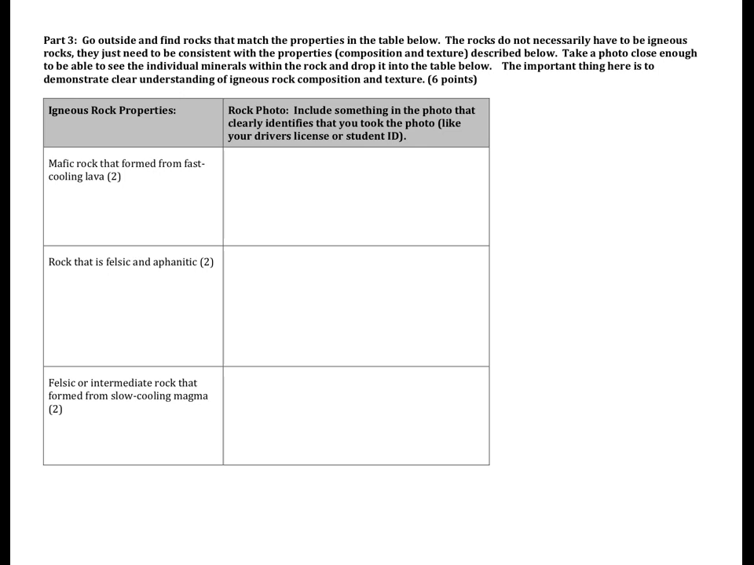At the end, the last page, like the minerals lab, I ask you to go outside and find some rocks that match these properties. Okay? The important thing is that you find rocks that match the composition and texture. Even if they're not igneous rocks, but they look like they might be and they match the properties identified here, that's fine. The important thing is not that you find the correct igneous rock, but you find a rock which matches these properties. And these are set up to make you think a little bit about what mafic really means or what a fast cooling lava means, etc.